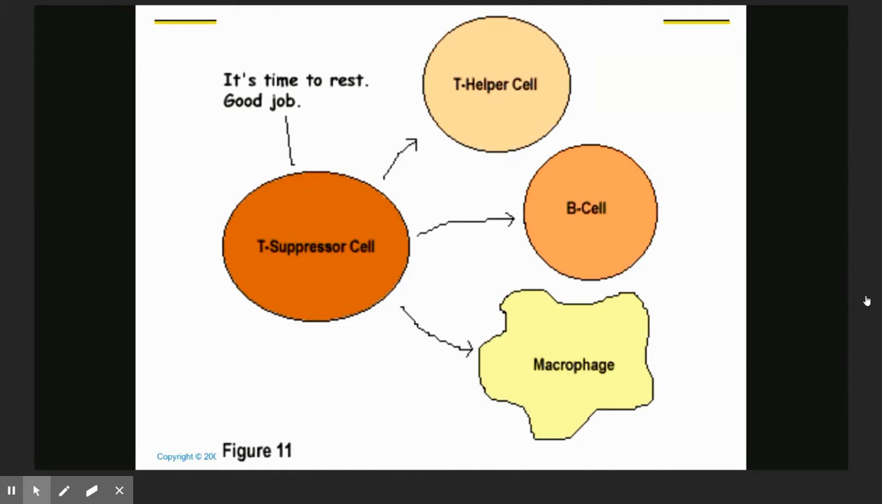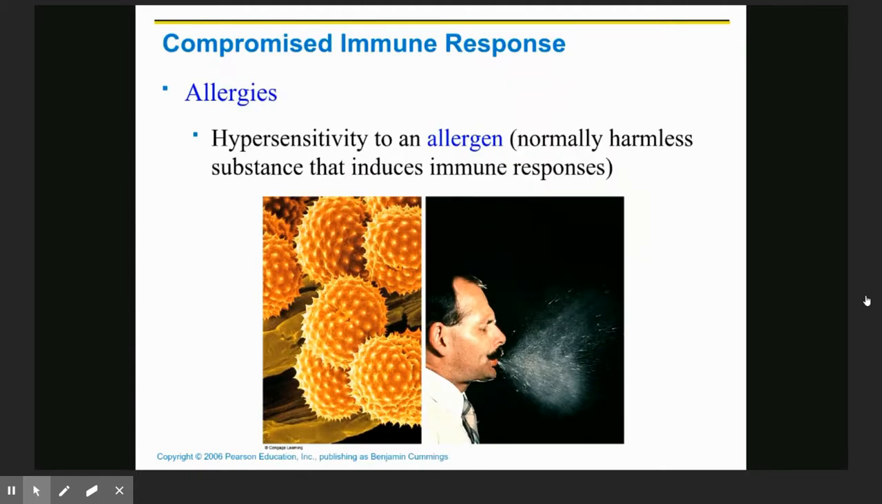Okay, well, obviously we want the immune system to work. We want it to get rid of antigens, but there's things that can go wrong with the immune system. And one of the things that can go wrong with the immune system is when it's just a little bit too active. In other words, you develop what's called a hypersensitivity. So the immune system sort of goes crazy. And usually what it goes crazy against is something that is completely harmless.